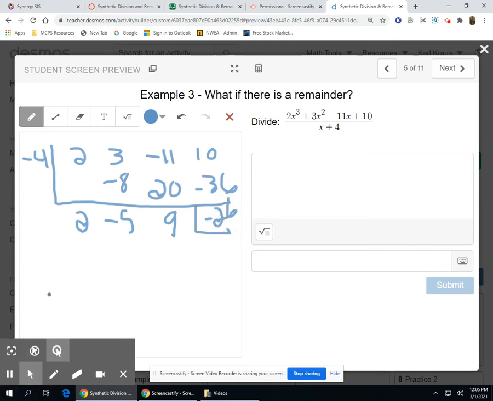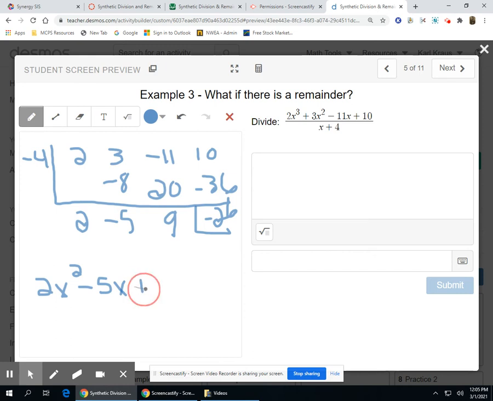So I have 2x squared minus 5x plus 9 minus 26 over the divisor.